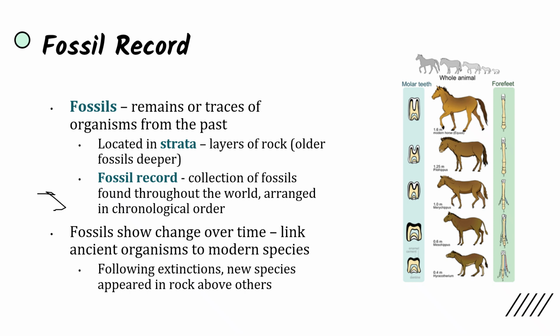And so they link ancient organisms to modern species, and following extinctions we can see new species appearing in rock above others. When we look over here, we have fossils of molar teeth, we have fossils of forefeet, and from these fossils we can gain an understanding of the structure of species and organisms from long ago moving closer to modern day. And so we can see the evolution of horses over here through these fossils by constructing what that organism could have looked like based on the fossils that we found. And we can see change over time.